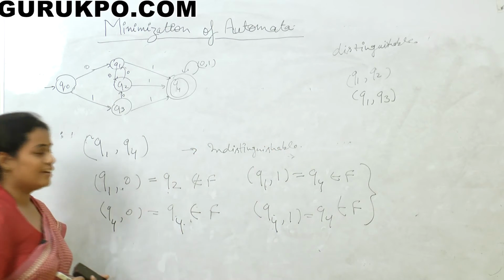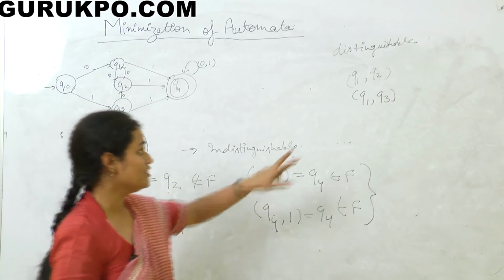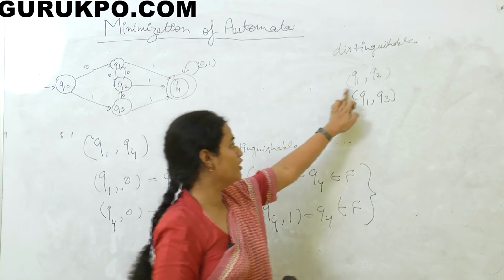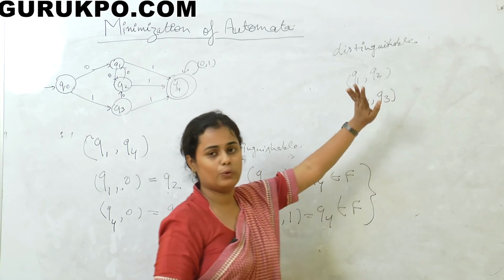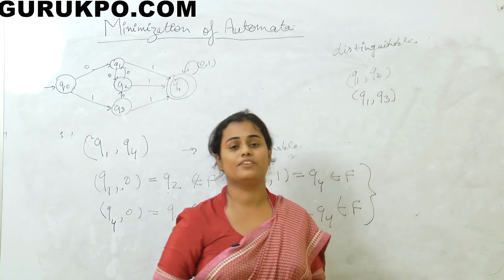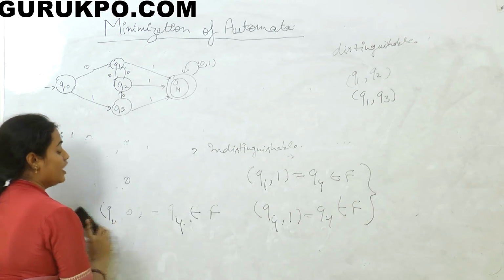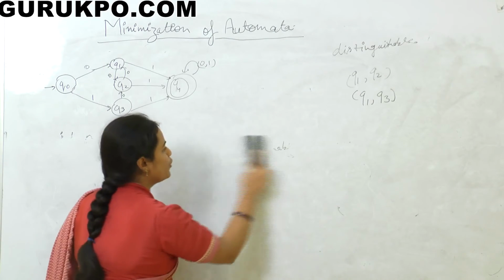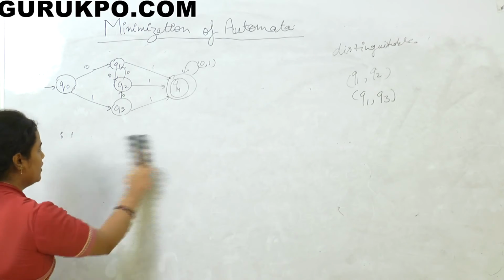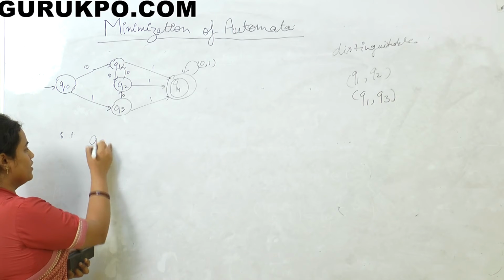Till now we have got a set of two pairs which can be merged, Q1 Q2 and Q1 Q3, which means Q1 can be merged with Q2 and also Q1 can be merged with Q3. Now we have checked for Q1. Now we will check all the states for Q2. Q2 can be merged with other states also, whether or not.